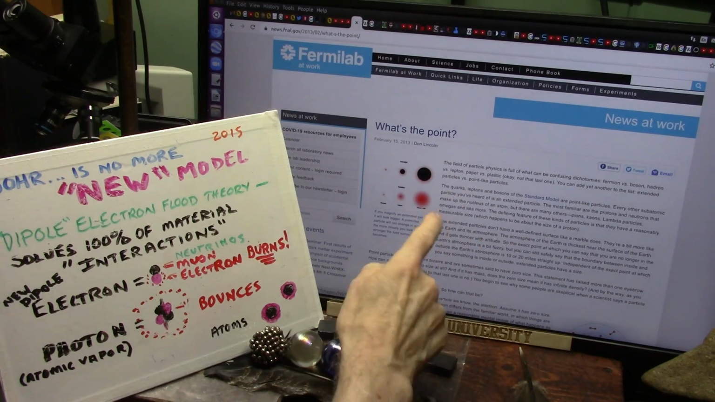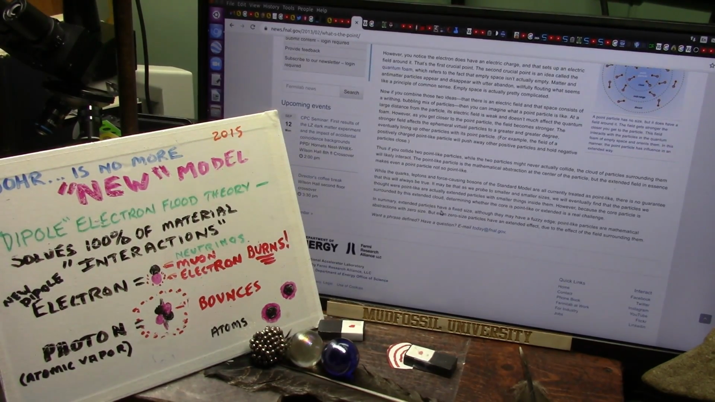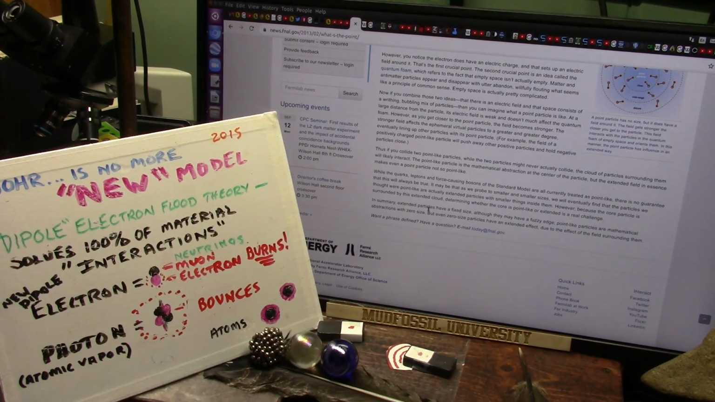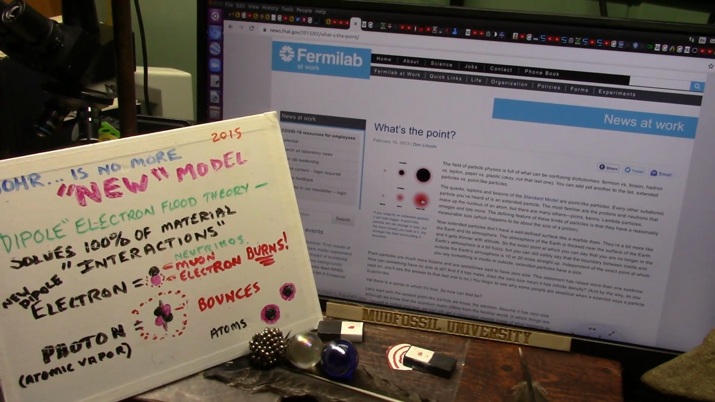There's a black particle fixed, and there's the glowy little burny particle, and the field of particle physics is full of what can be confusing dichotomies. Well, there's no confusion here. It says, in summary, the extended particles, the black one, have a fixed size, although they may have a fuzzy edge. The point-like particles are mathematical abstractions with zero size, but even the zero-size particles have extended effect due to the field that surrounds them. Well, I believe there must be some little tiny particle, at least in there, that creates that field when it gets bashed into. The black one, he's right. Doesn't do anything. Stays just the way it is.